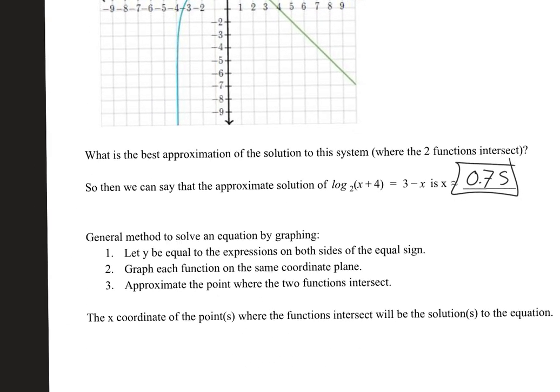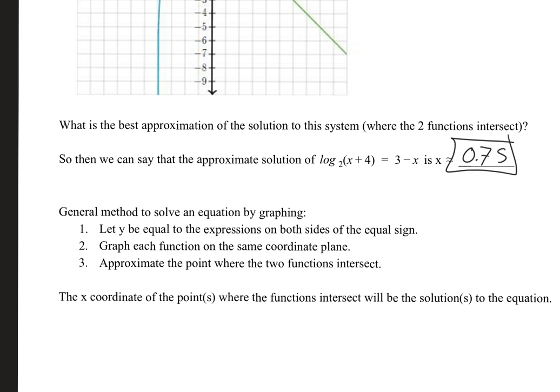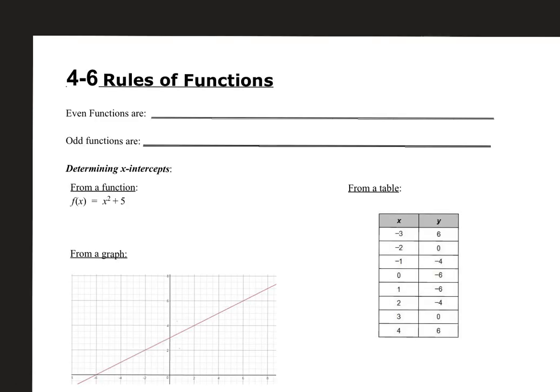All right, so general method to solve an equation: we let y equal the expressions on both sides of the equal sign, graph them each separately on the same plane, and approximate the point where they intersect. That's all there really is to it. It's pretty straightforward. Okay, on to 4.6, rules of functions.